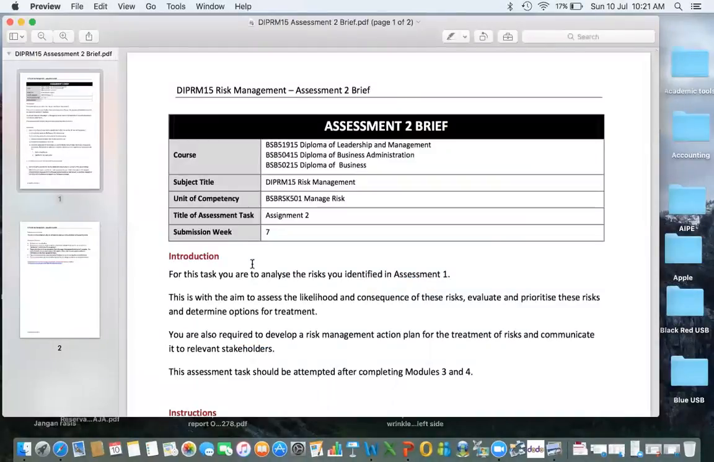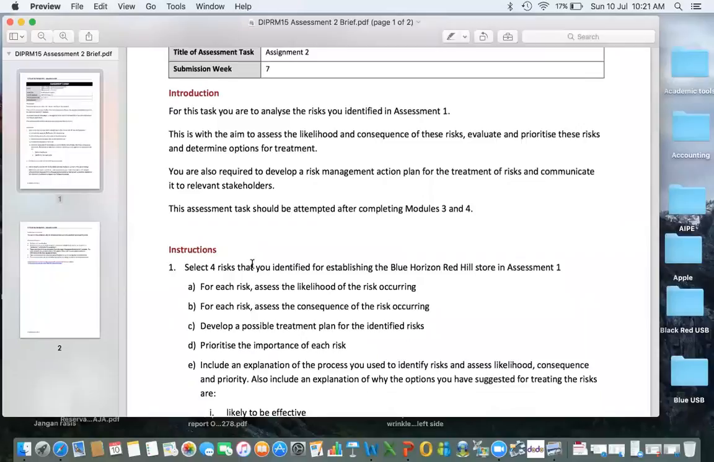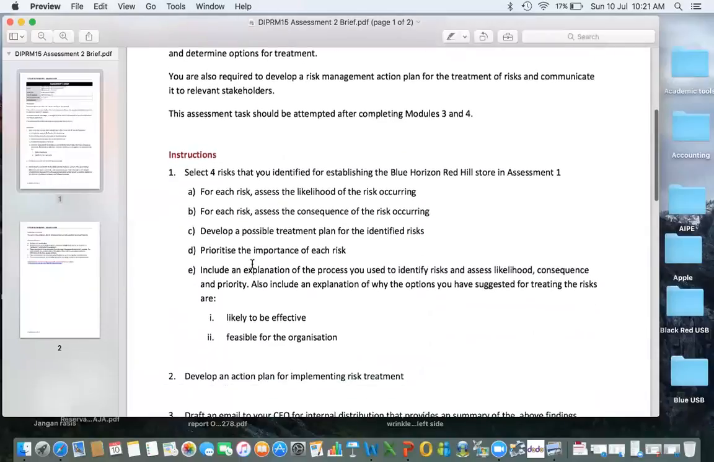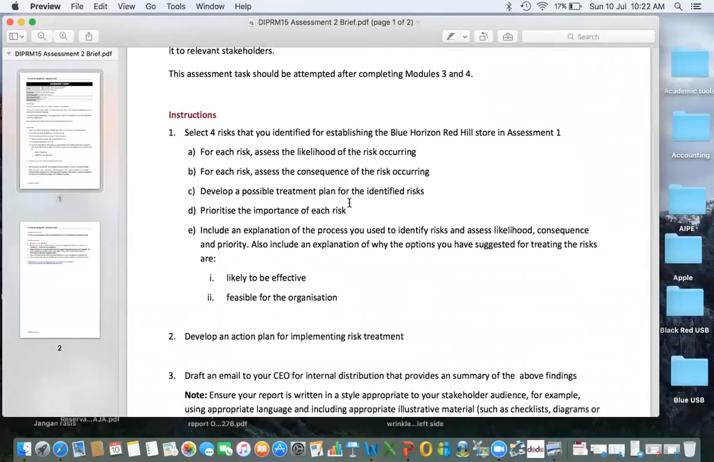your assessment. Now this is our assessment. We have identified 4 risks in the previous assessment. For each of the risks, we need to assess the likelihood. You can rate it 1 to 5, for instance, and also the consequence. Again, you can rate the consequence as well.